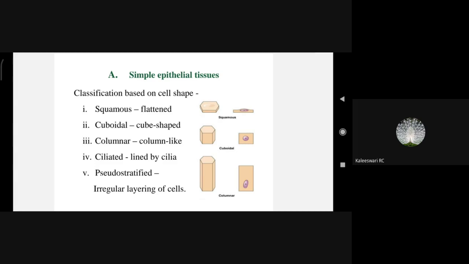Anyone? Like small hairs, ma'am. Finger-like hands. Yeah, where can it be found? Small intestine. Yeah, very good. Small finger-like projections we can find in the inner lining of the small intestine, and also in the inner lining of the lungs, trachea.